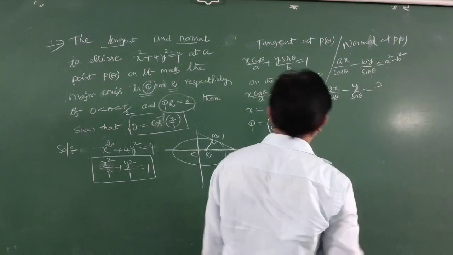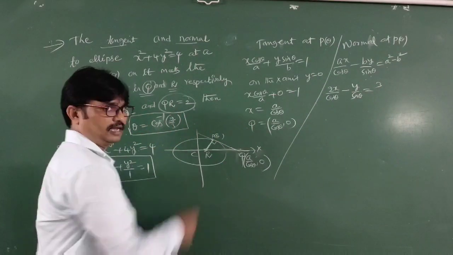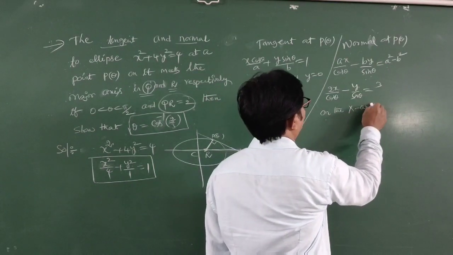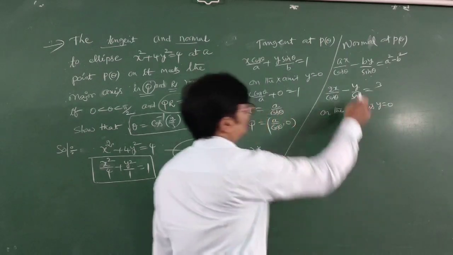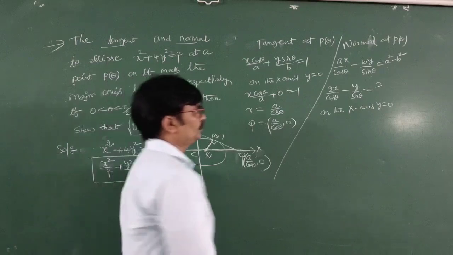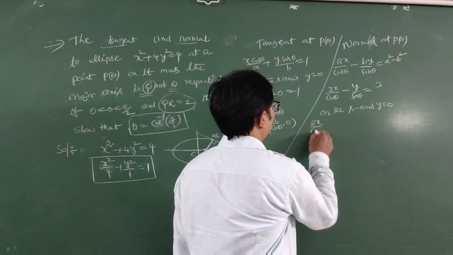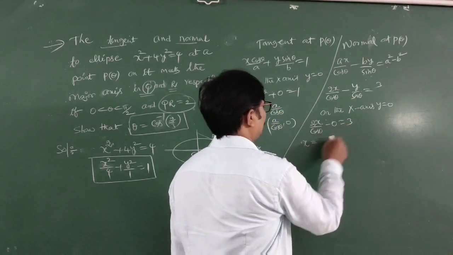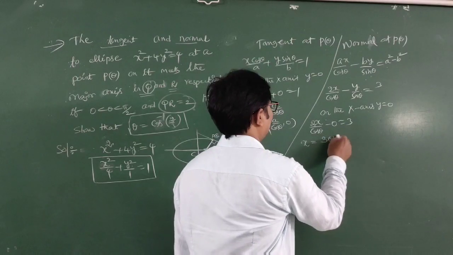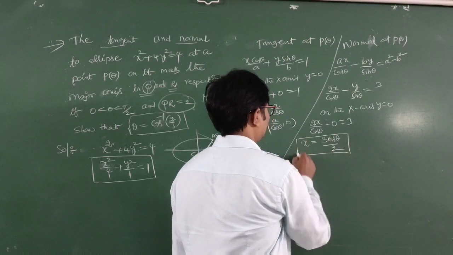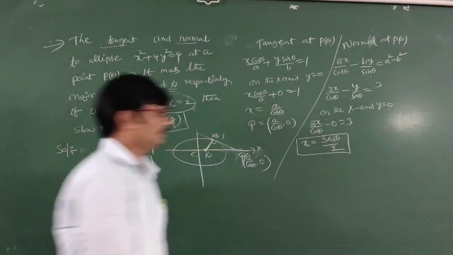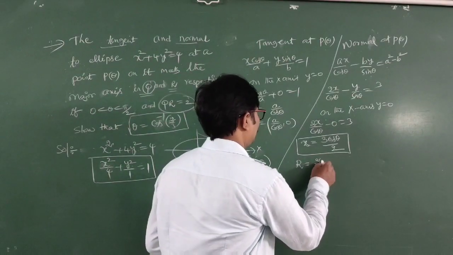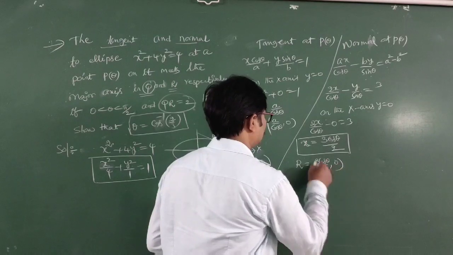So students, this also meets the major axis at R. On the x axis, y will be 0, so y by sin theta is 0. Then 2x by cos theta equal to 3, so x equals 3 cos theta by 2. Now students, the point R is 3 cos theta by 2 comma 0.